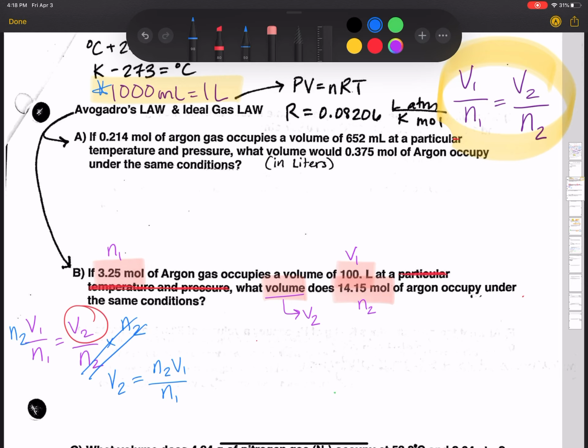Notice your units of moles are both moles, right? Both your N's are moles. Your volume is just liters for V1, and for your volume for V2, they didn't specifically tell you what unit you need to convert it to, so you're going to leave that unit in liters.